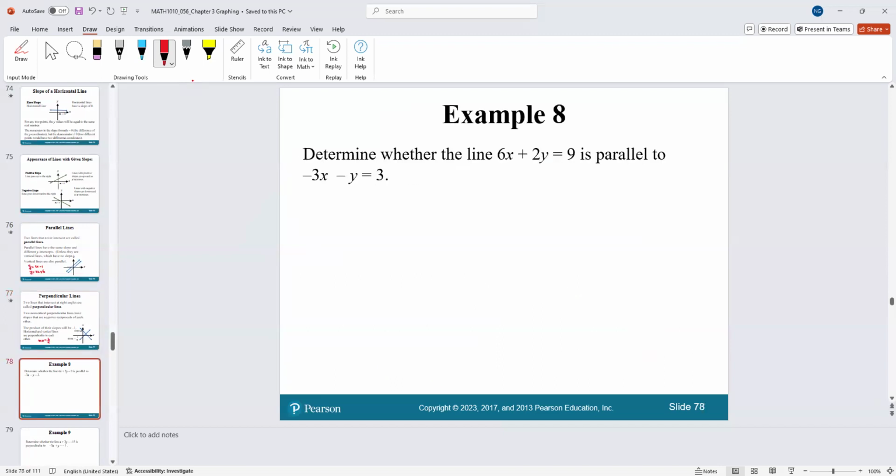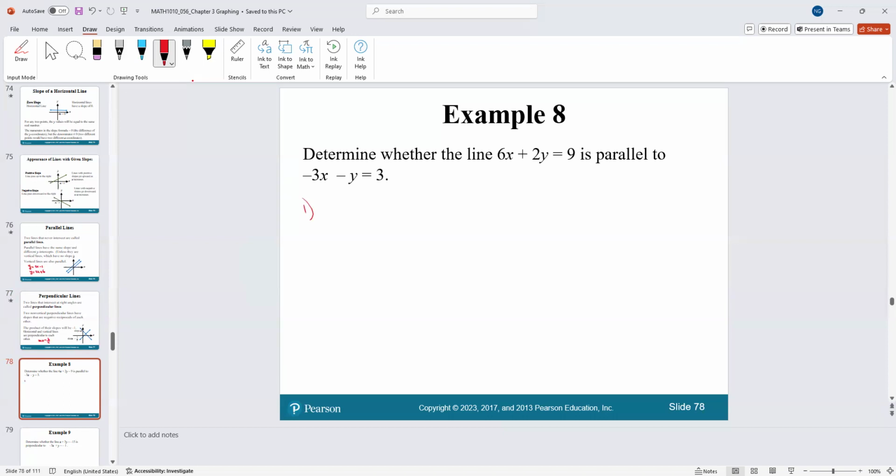Okay. Determine whether the line 6x plus 2y equals 9 is parallel to negative 3x minus y equals 3. I think I need to go a little bit faster on these ones. The first thing to do here is to make sure we rewrite them. We solve for y in both.